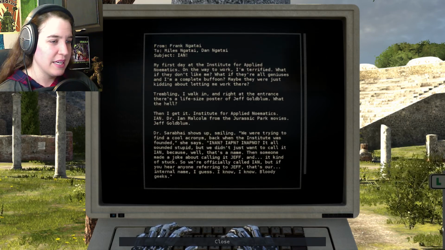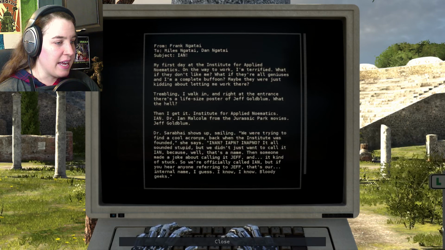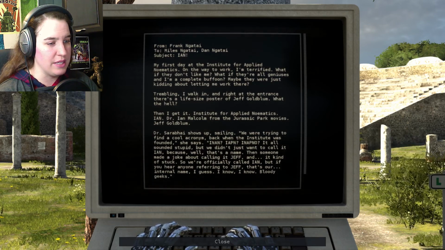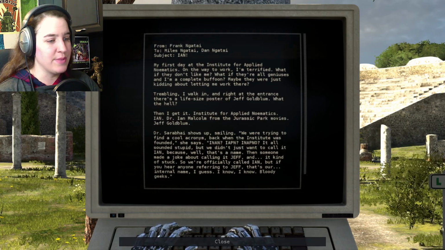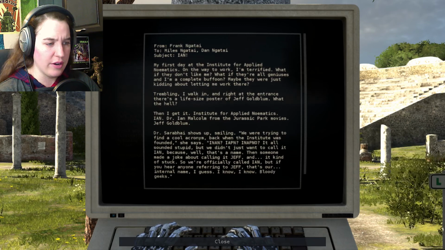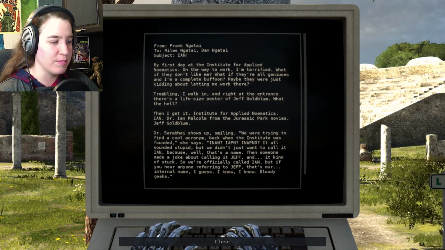Jeff Goldblum. Dr. Sarabhai shows up, smiling. We were trying to find a cool acronym back when the institute was founded, she said. Inan? Yapno? It all sounded stupid, but we didn't just want to call it Ian because, well, that's a name. Then someone made a joke about calling it Jeff, and it kind of stuck, so we're officially called Ian. But if you hear anyone referring to Jeff, that's our internal name, I guess. I know. Bloody geeks.